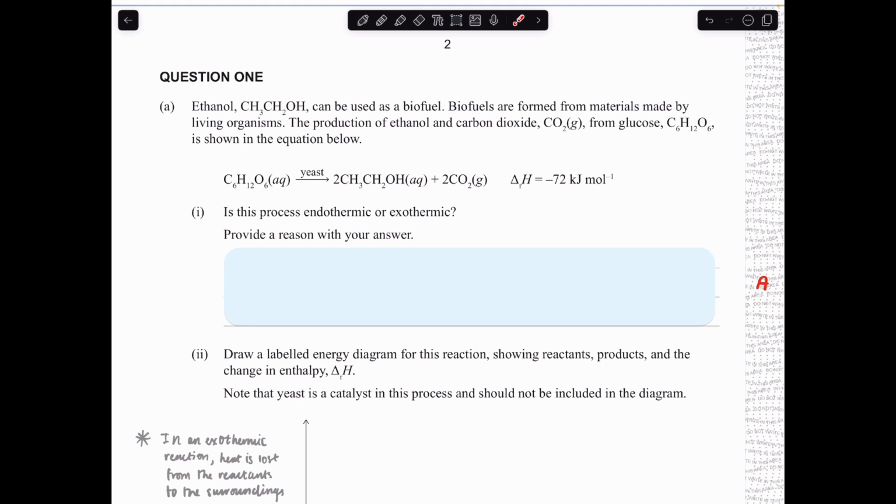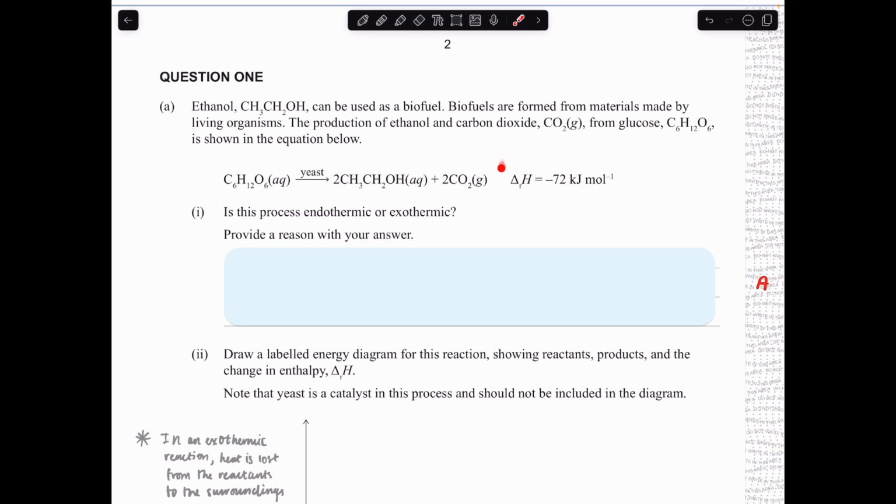Okay, so just to recap, endothermic means energy is going into the reaction. Exothermic, think of exo as exoskeleton, which is on the outside, so energy is being released to the outside surroundings. So the question is, is this process endothermic or exothermic?